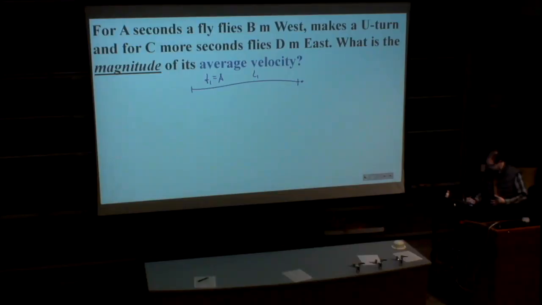Now, it makes a U-turn, and then it travels back. We don't know, so it doesn't really matter. It doesn't affect the general strategy. It's longer, shorter. So this portion of a trip requires a different amount of seconds, and the length of this portion of the trip is different. So those variables we extract from the text.